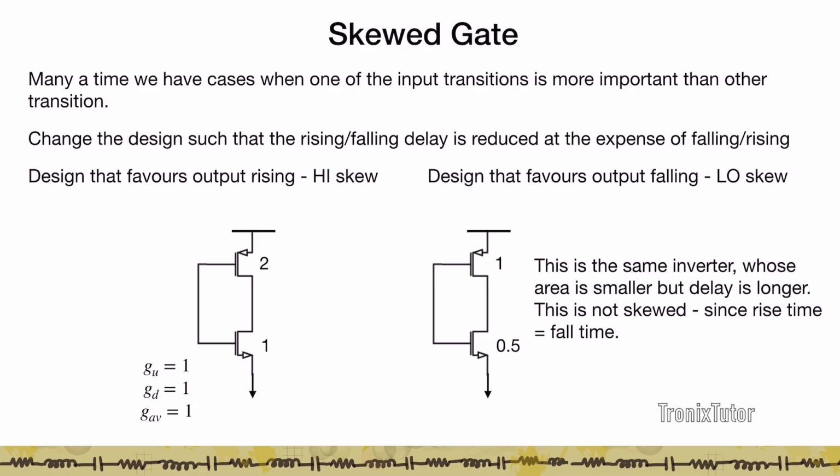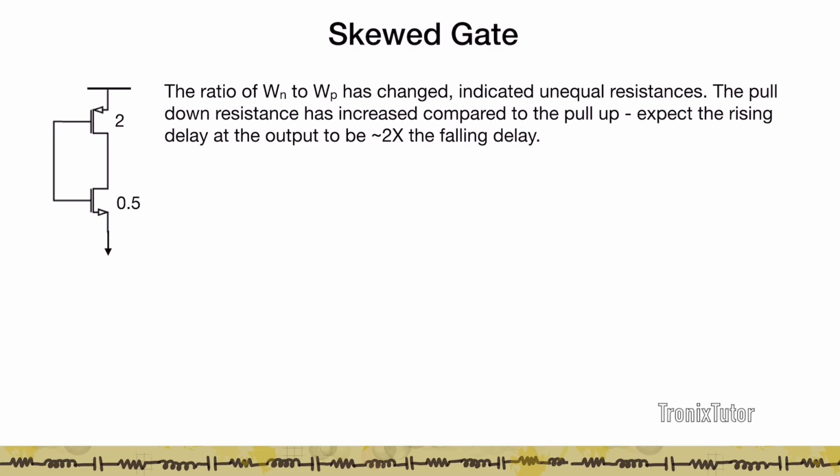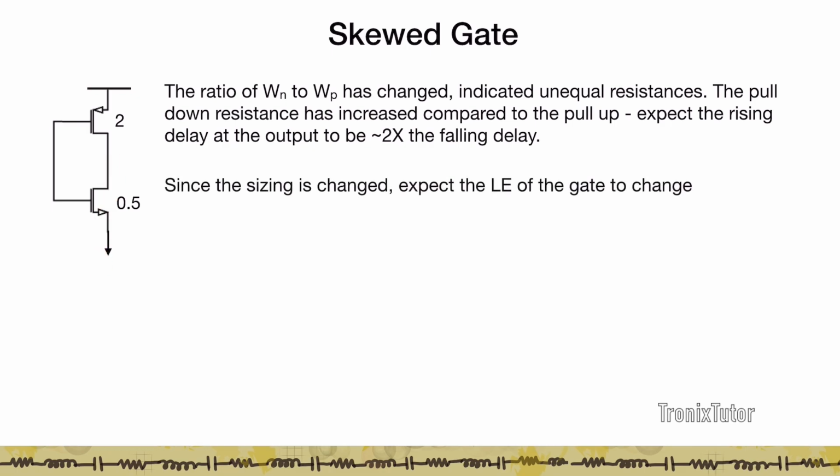So when I talk about skewed gates, I'm going to be changing the ratio of the NMOS and the PMOS transistor. So for example, let's consider an inverter where I've reduced the NMOS from 1 to 0.5. So in this case, the ratio of the width of the PMOS to the width of the NMOS instead of being 2 is now 4. If you look at the pull-up resistance, the pull-up resistance in this circuit is going to be R, whereas the pull-down resistance is going to be 2R. So in this circuit, the pull-up is going to be faster and the pull-down is going to be slower. So we expect the logical effort of this gate to also change.